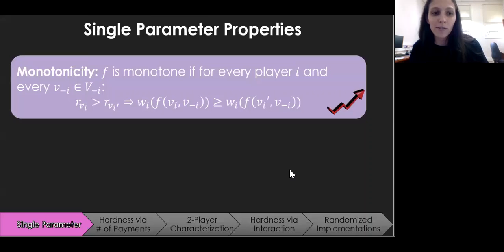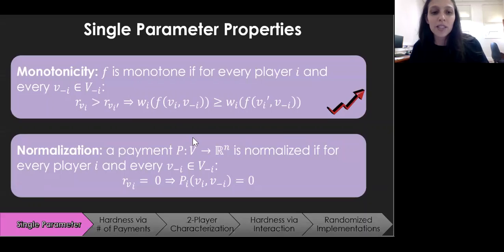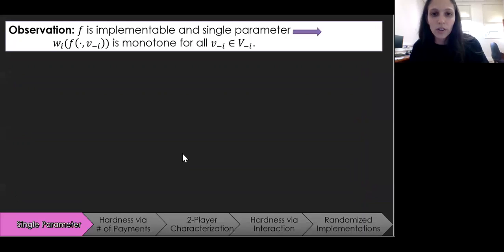So now let's formally define 2 properties of single parameter mechanisms. First, we say that the function is monotone if it satisfies that the higher I bid, I get an alternative that I want more. And second of all, we say that the mechanism is normalized if bidding 0 guarantees a payment of 0. Okay, and let's see a small observation that we are going to use later.